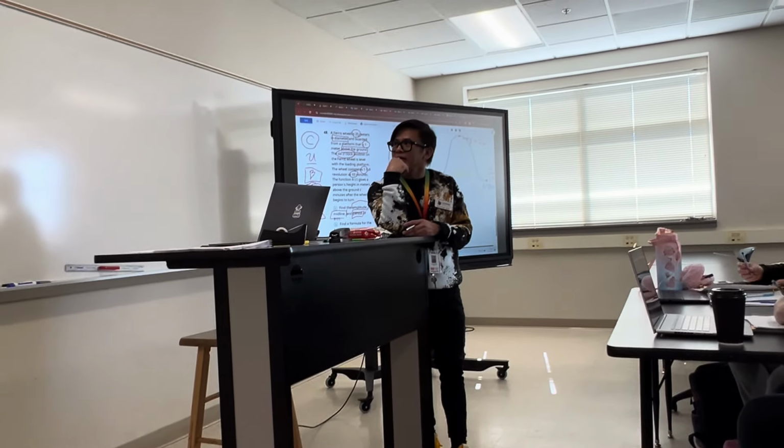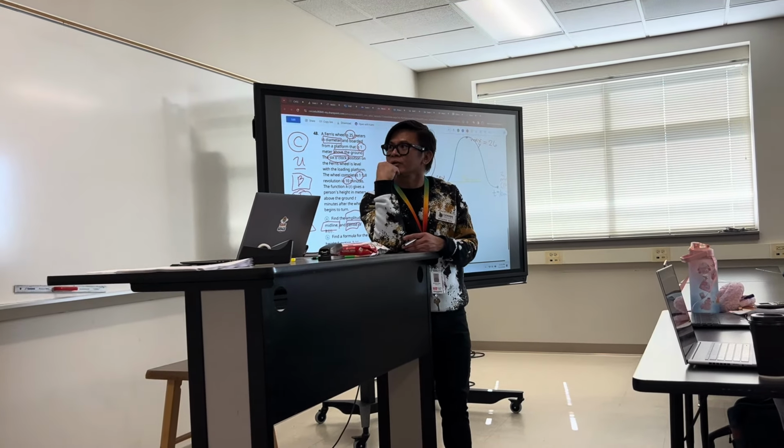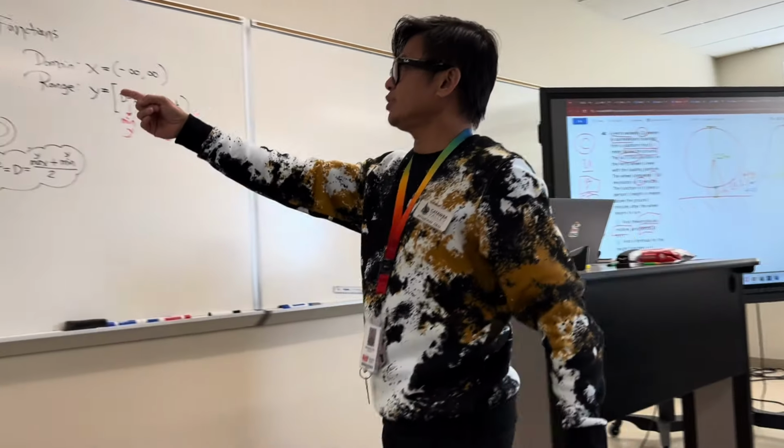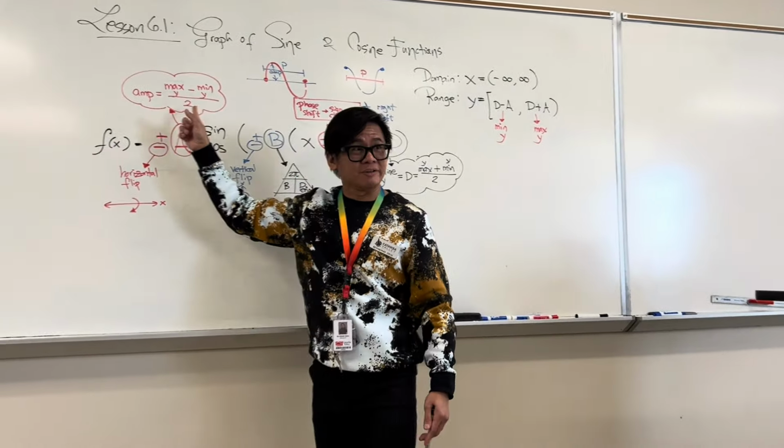Zach, what did it say in there? How do we get the amplitude? What do you do with the maximum and minimum to get the amplitude? Let's see. You divide it by 2. Yeah. So subtract it first and then divide it by 2.